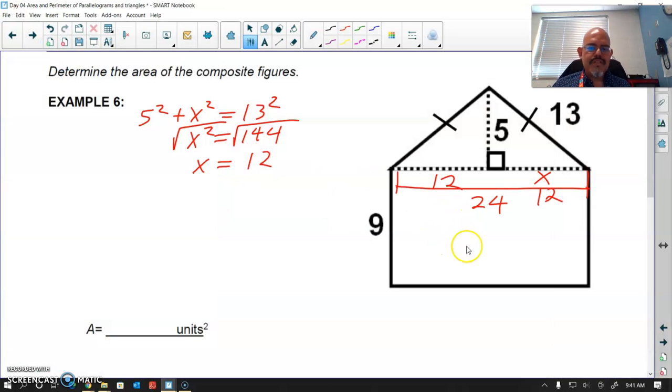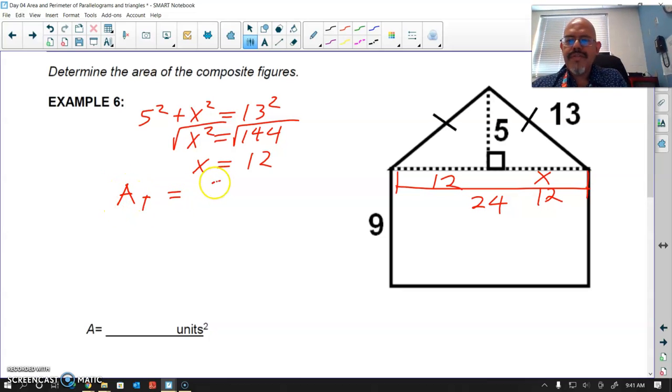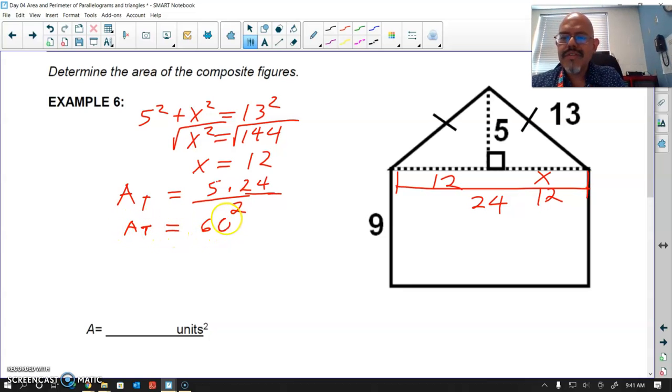Okay, guys, let's finish this up really quick. First, we have the area of the triangle to get. The area of the triangle is going to be 5 times 24 divided by 2. That's going to be 60, so the area of the triangle is equal to 60 units.